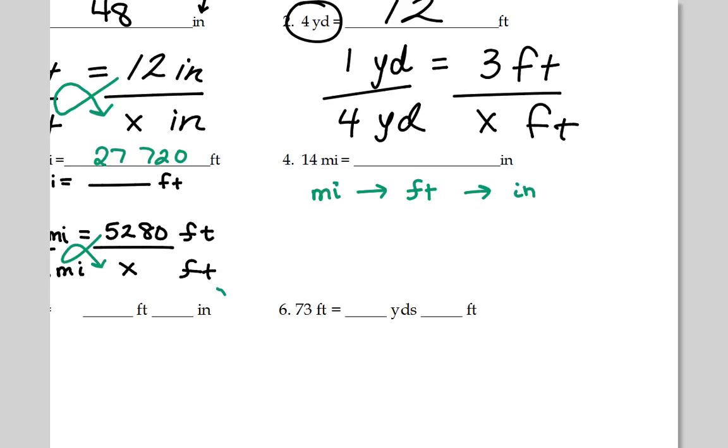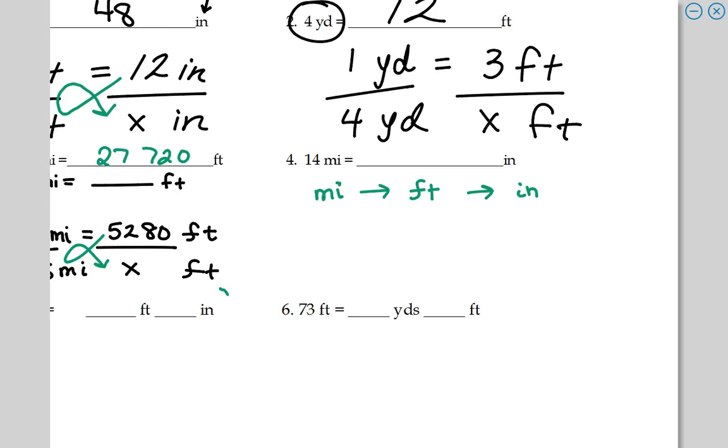Is your unit getting bigger or smaller? The units are getting smaller. Do you agree? So your number should get bigger. So now you know you're just timesing. 14 miles times by what to get to feet? 5280?